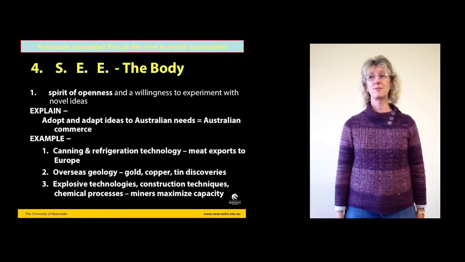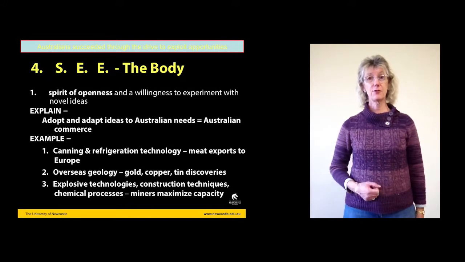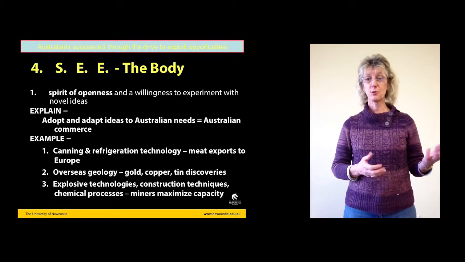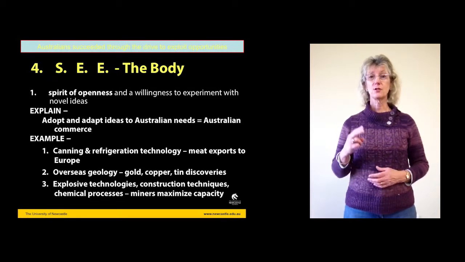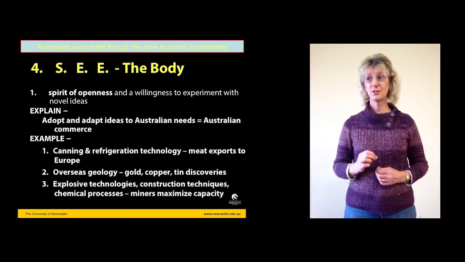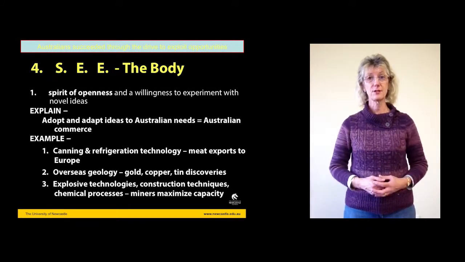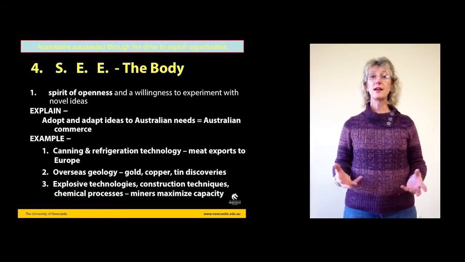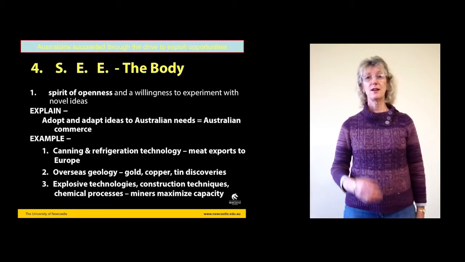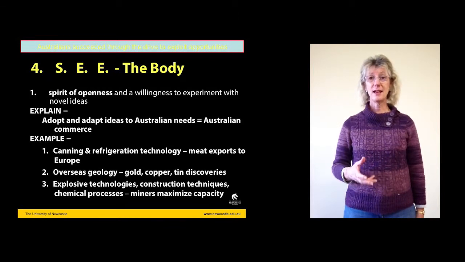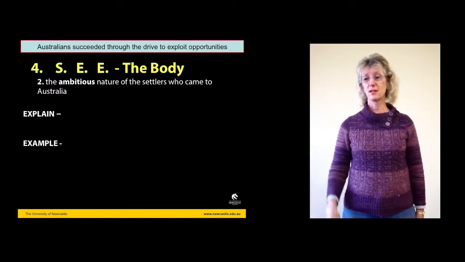She then gives 3 examples: the canning and refrigeration technology and how that is linked to meat exports to Europe. She talks secondly about overseas geology and how that was linked with gold and copper and tin discoveries in Australia. And finally, explosive technologies and construction techniques and chemical processes and how it enabled miners to maximise their capacity.